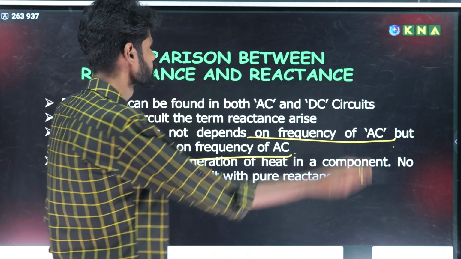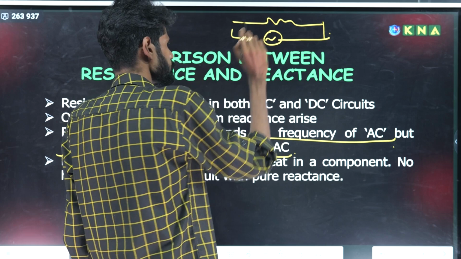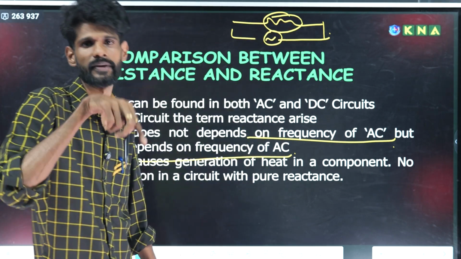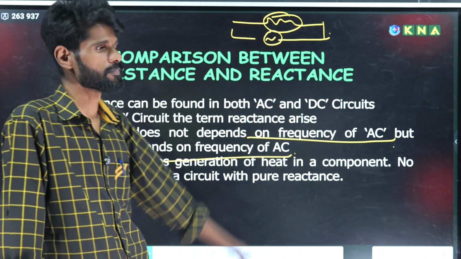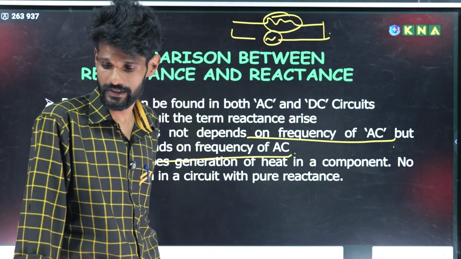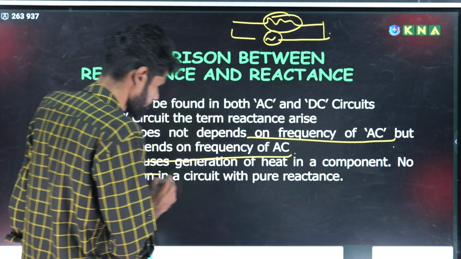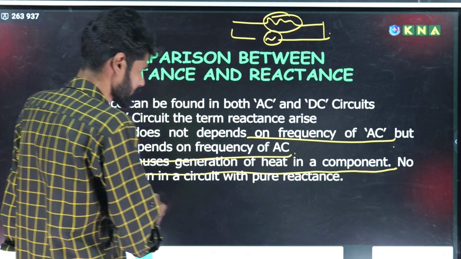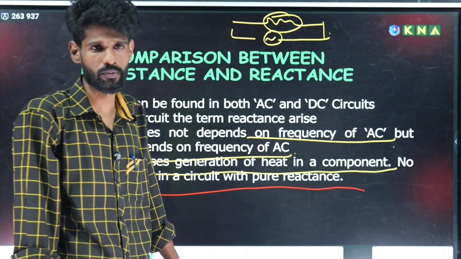Suppose an AC circuit is connected with a resistor. Now the frequency of AC increases or decreases, whatever it is, the resistance remains constant. Now if the circuit consists of an inductor or a capacitor and the frequency of the supply changes, what happens? Reactance changes, but resistance remains constant. Another important point is that resistance causes the generation of heat in a component, but there is no heat production in a circuit with a pure reactance.